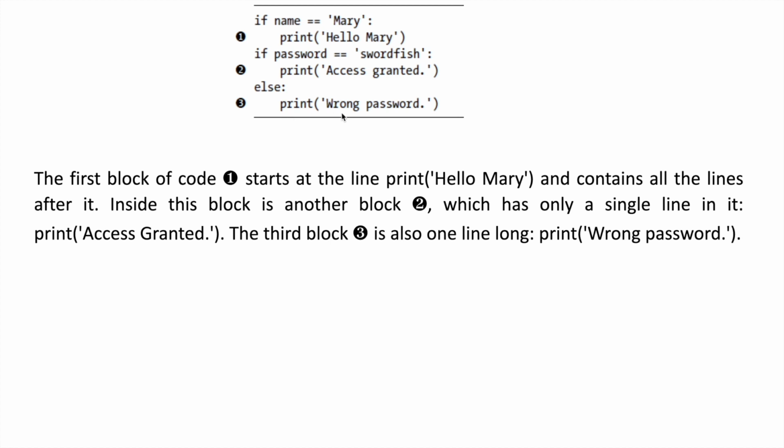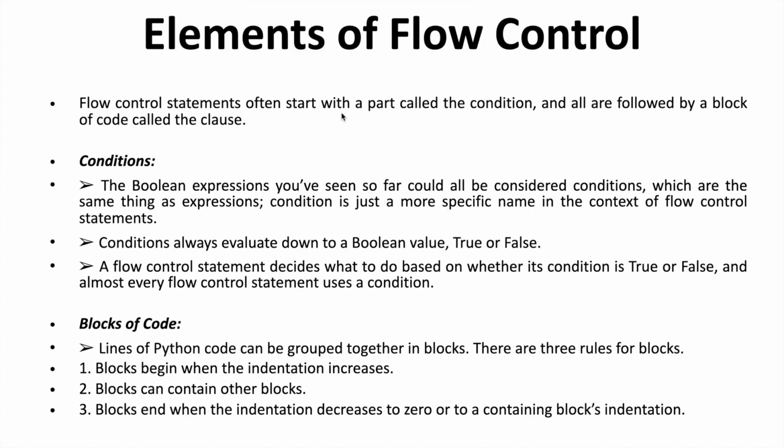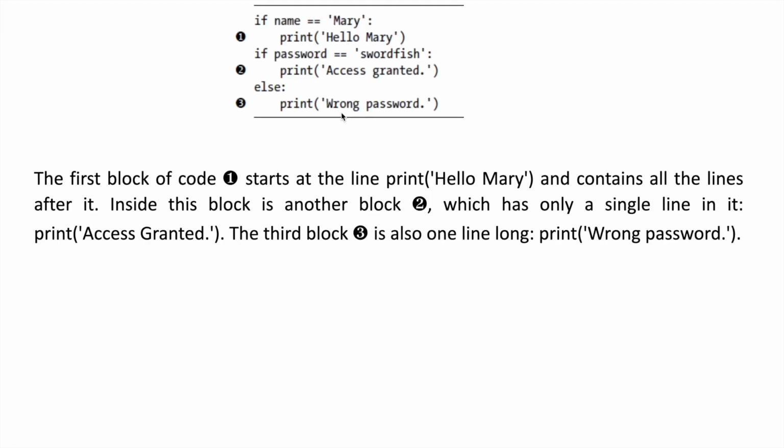Every block of code should follow some rules. Now we'll see what those rules are. First, a block begins when the indentation increases. For example, observe here. Print hello Mary is a block. You can observe the gap between if and print. I have given some space between if and print, so the indentation is increased. Whenever a block starts, you should leave some space. That is nothing but indentation.